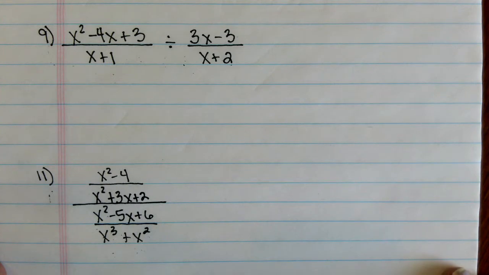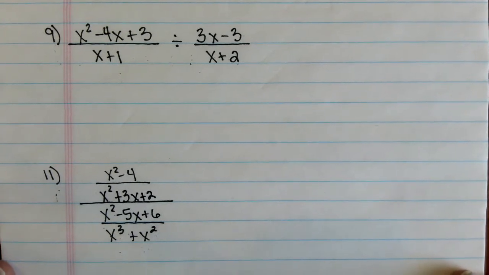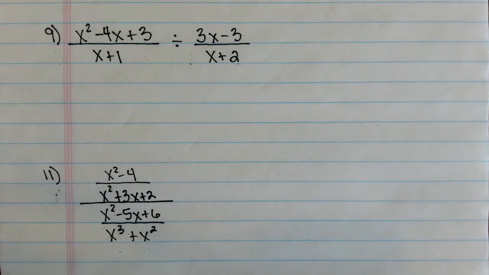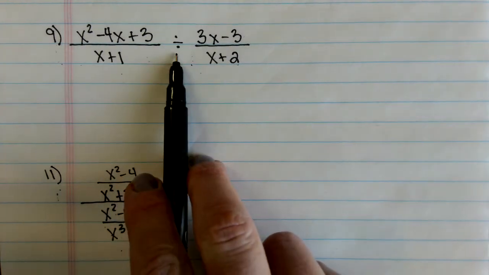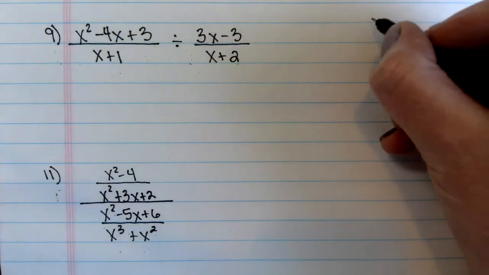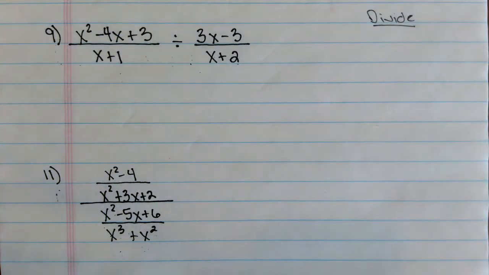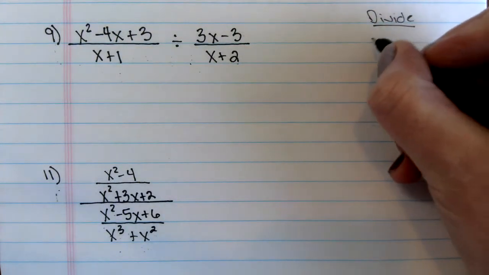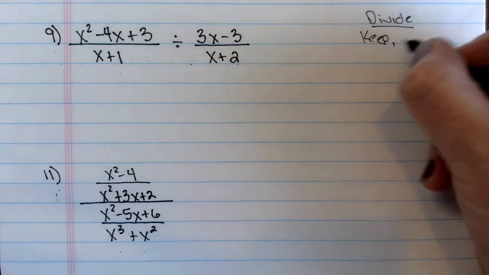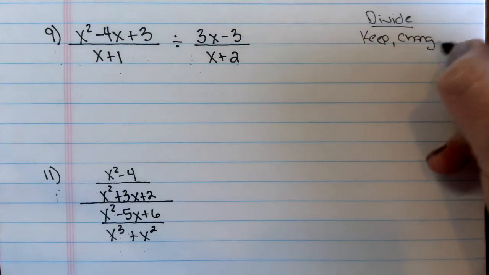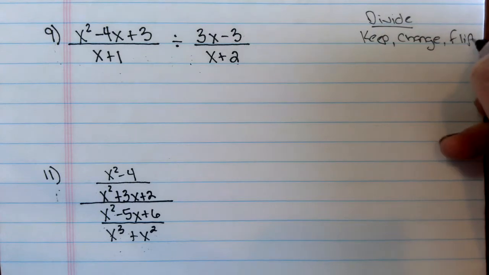By the way, I'm doing the problems from the notes. I'm just doing an abbreviated version of them. All right, so now that I have a divide problem, when you have a division problem, you need to multiply by the reciprocal, or we said that that was the keep, change, flip.